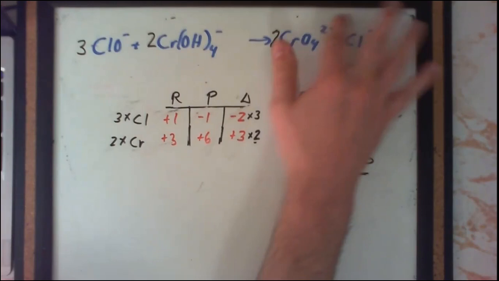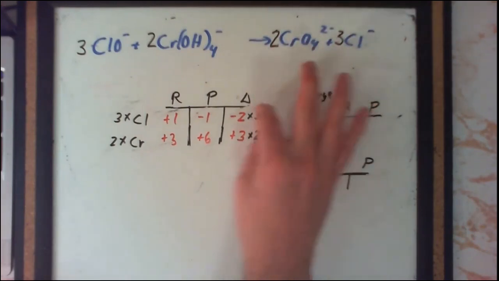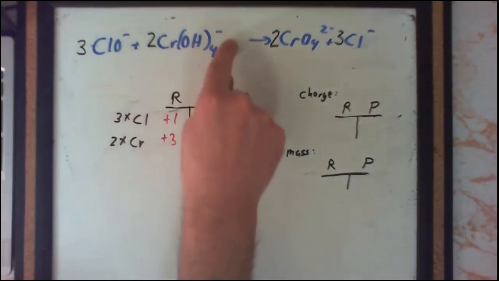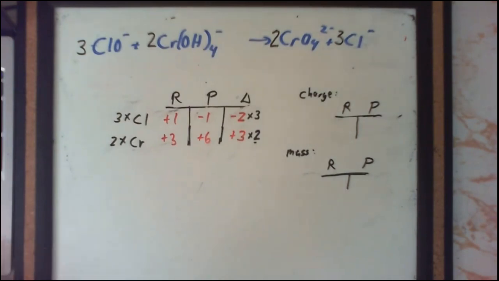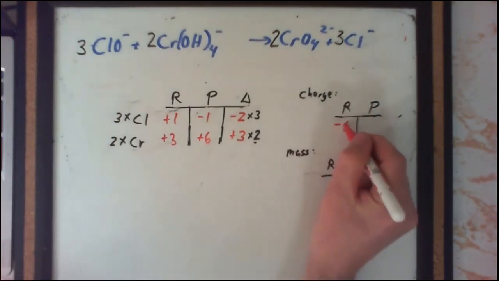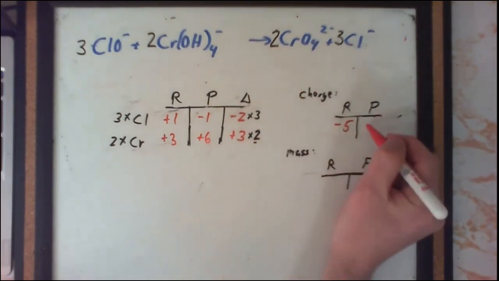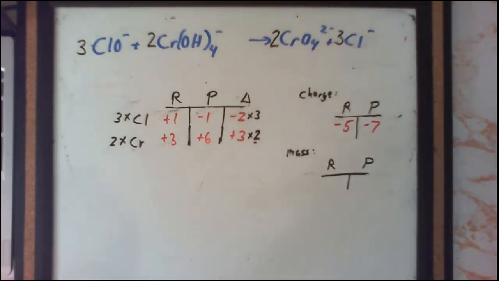Once we have the total change in oxidation number of the reduced element equaling the total change in oxidation number of the oxidized element, now we want to figure out charge, and then balance charge. And this is where it differs from the acidic solution method. So our total charge currently is negative 3 plus a negative 2. So we have negative 5 on the reactant side. We have negative 4 plus a negative 3. So we have a negative 7 on the product side.